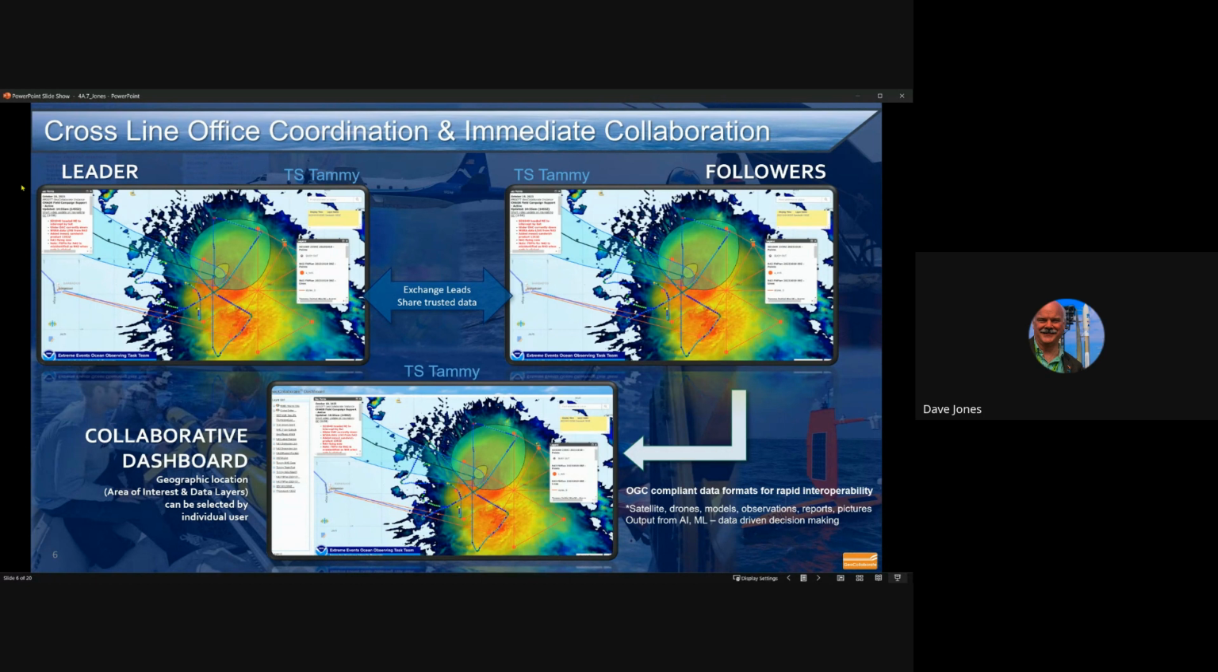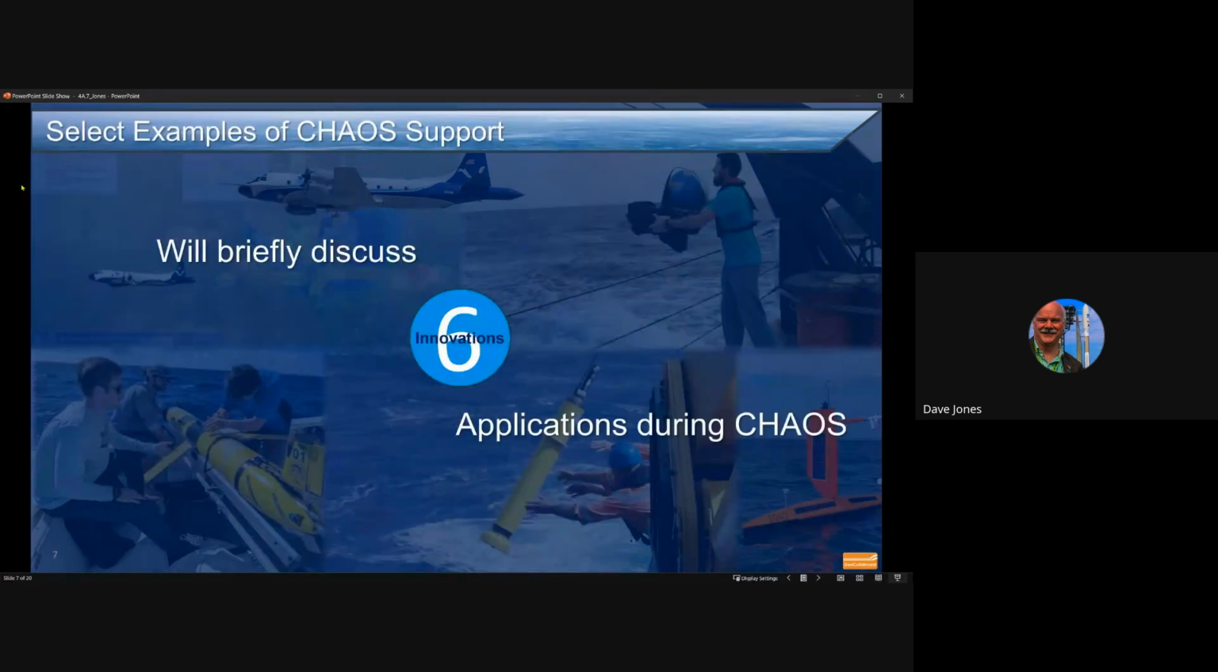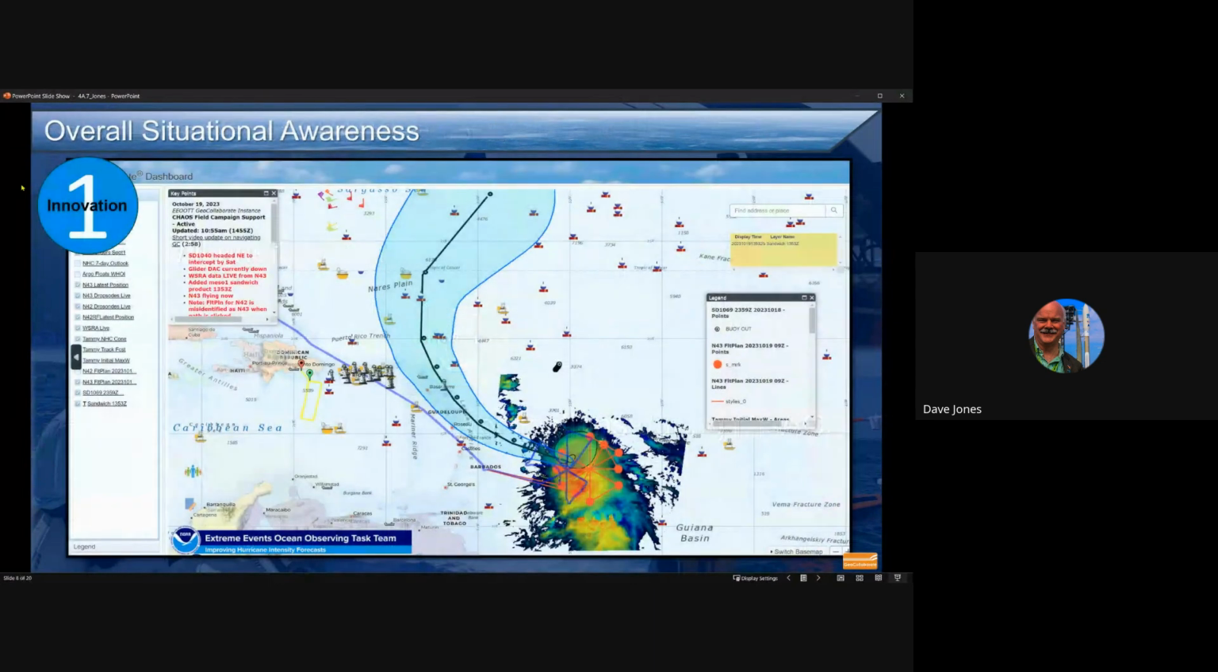It's a geospatial data sharing collaboration environment, so it's not screen sharing. And then down the bottom, you have this collaborative dashboard that's operating 24/7, 365 with all of the data sets that the leader has activated for everybody to see. And they can make queries on that data as well. So I'm briefly going to discuss 6 innovations that we brought to the CHAOS field campaign.